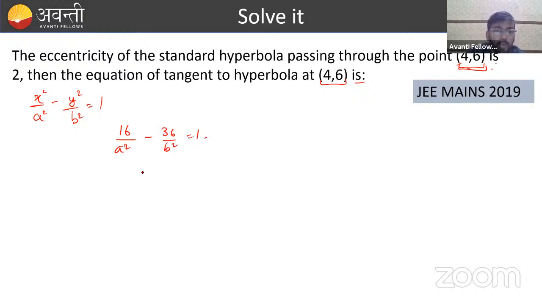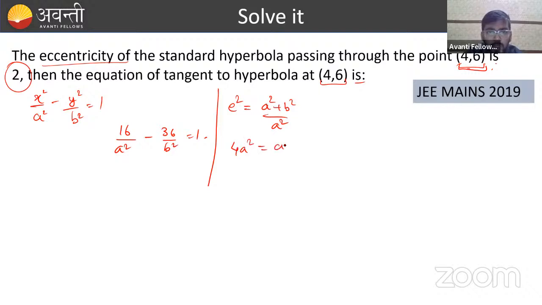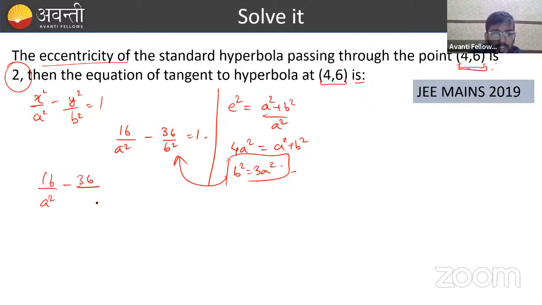So this is one equation we are getting. Now the other relation between a and b we will find from the eccentricity, which is given to us as 2. Eccentricity squared will be (a² + b²)/a². So this will become 4a² = a² + b², so b² will be 3a². We will simply substitute this in the equation and get 16/a² minus 36/(3a²) equals 1.